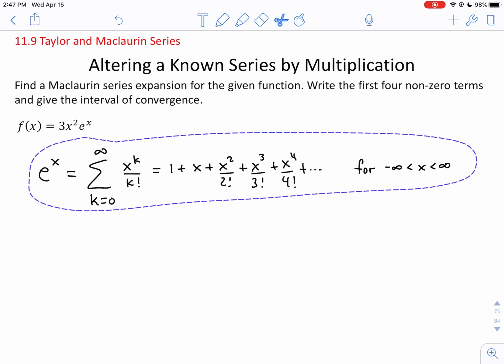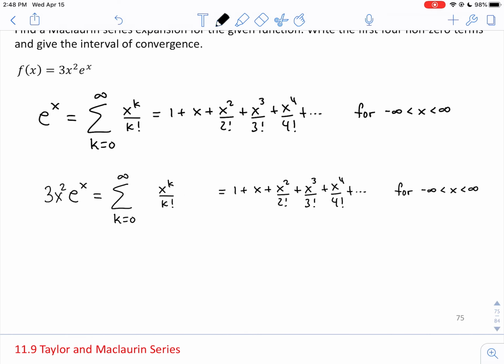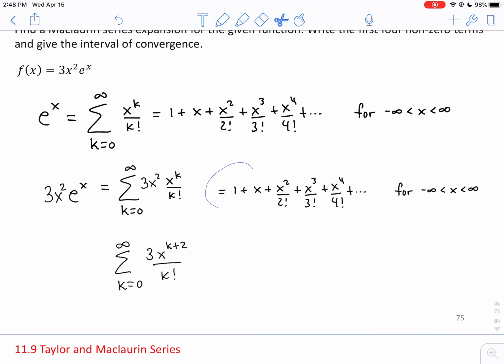Okay, so here's the one we're starting with and all of its details. And let's multiply everything by 3x squared, which means you can distribute the 3x squared with the summand. So we have 3x squared times that. Sometimes you'll see people combine these and say x squared times x to the k can be written as x to the k plus 2. The next line of our work is to multiply the series by 3x squared.